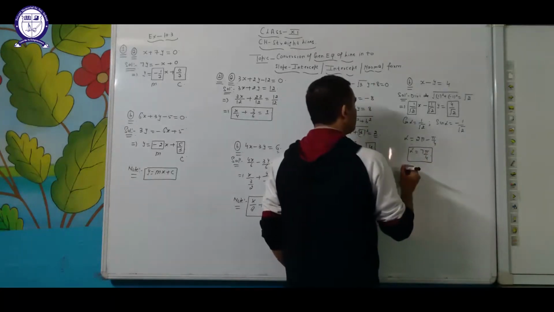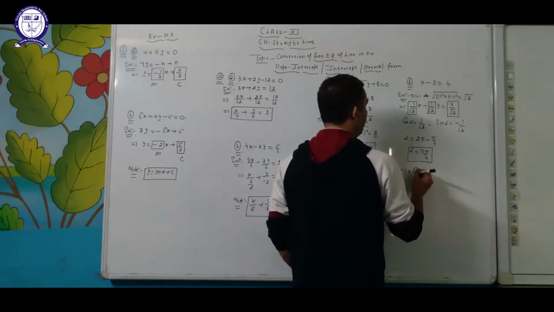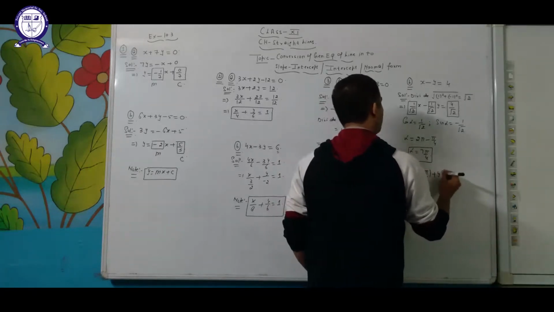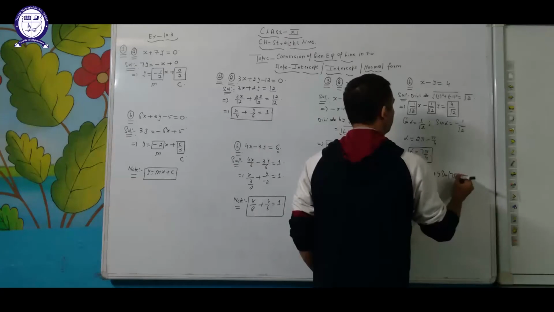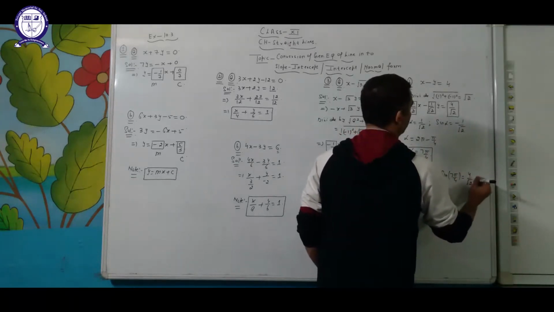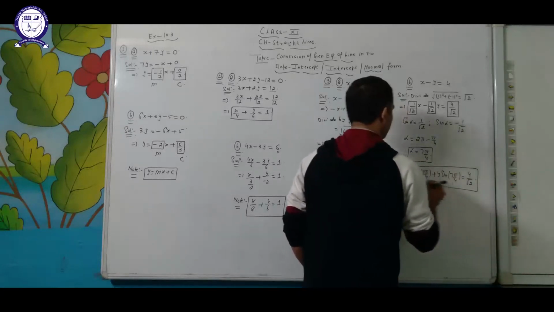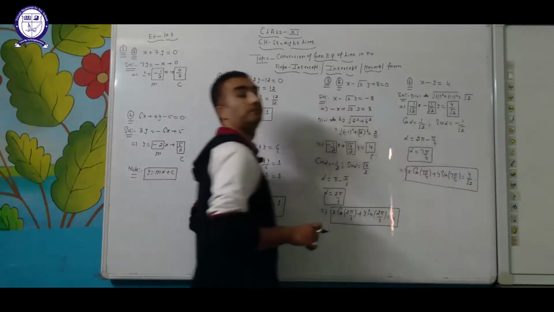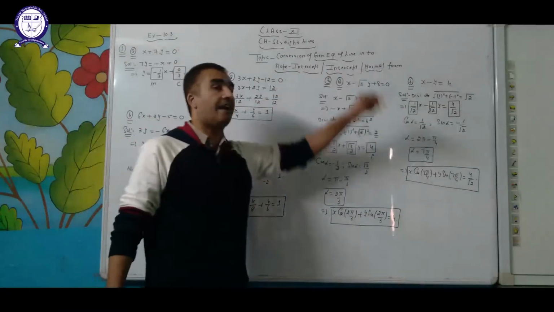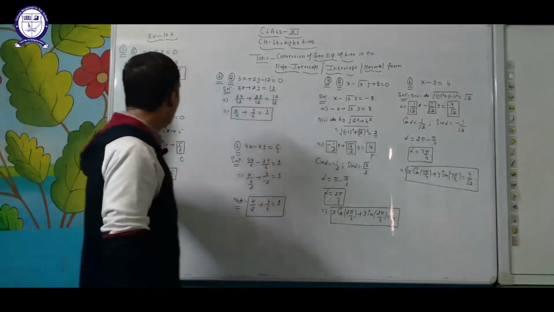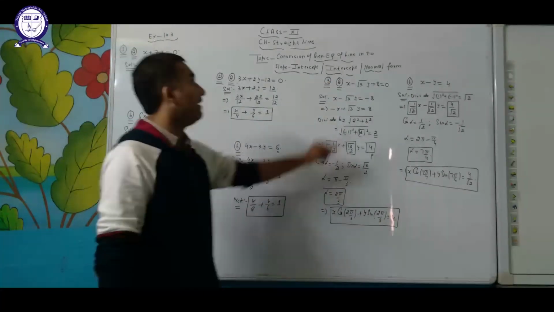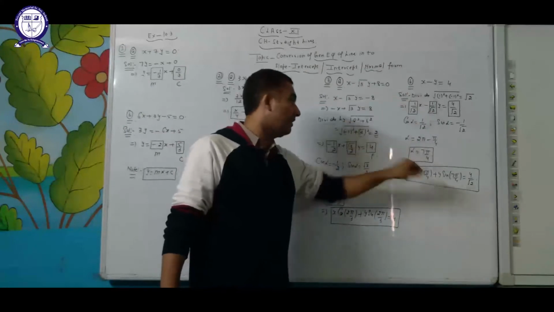Then the equation in normal form will be x cos alpha plus y sin alpha is equal to P, the normal form. This is the process to convert the general equation of a line into slope intercept form, your first question, into intercept form, that is your second question, and into normal form, that is your third question.